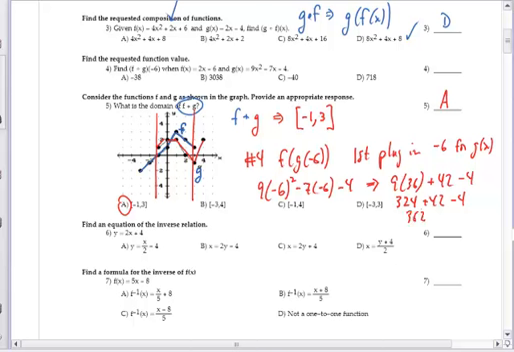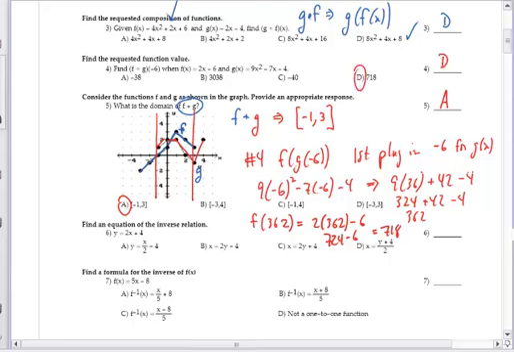so I've got 362. So now I'm plugging 362 into f of x. So f of 362 is equal to 2 times 362 minus 6. So that'll be 724 minus 6, and that will be 718, and the answer is D. So I hope that helped.